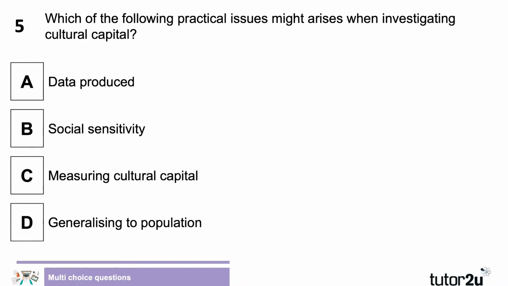And question number 5, please, Jim. Which of the following practical issues might arise when investigating cultural capital? Is it A, the data produced, B, social sensitivity, C, measuring cultural capital, or D, generalizing to the population? This one we're going to get a bit of a mixed bag on answers.